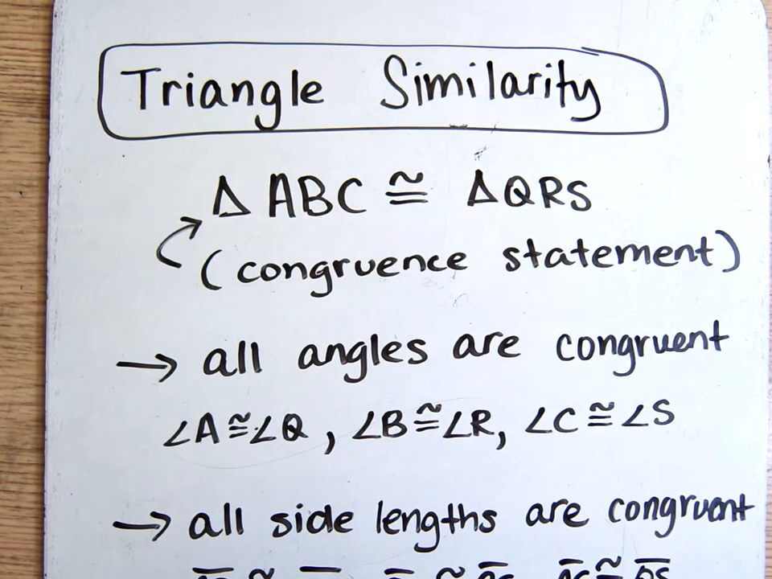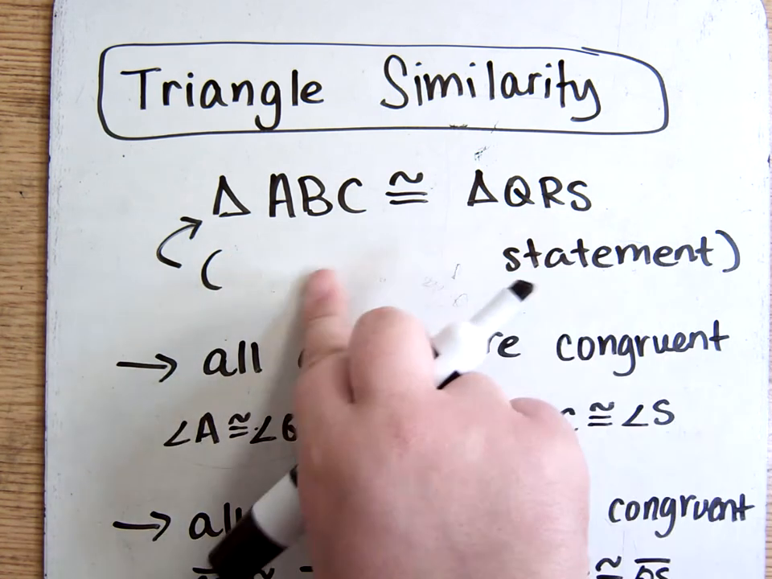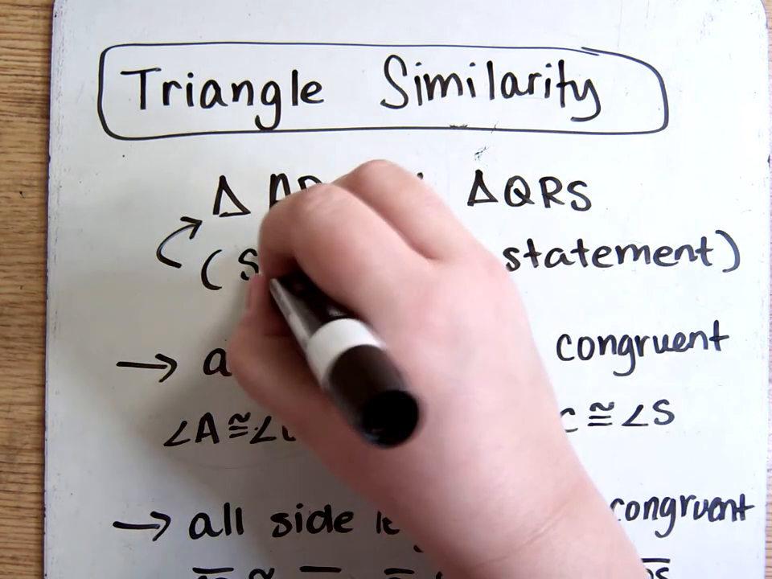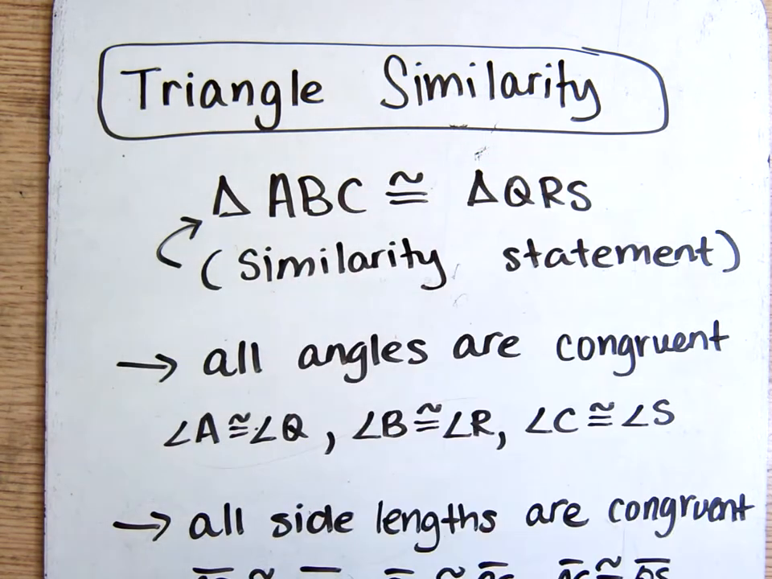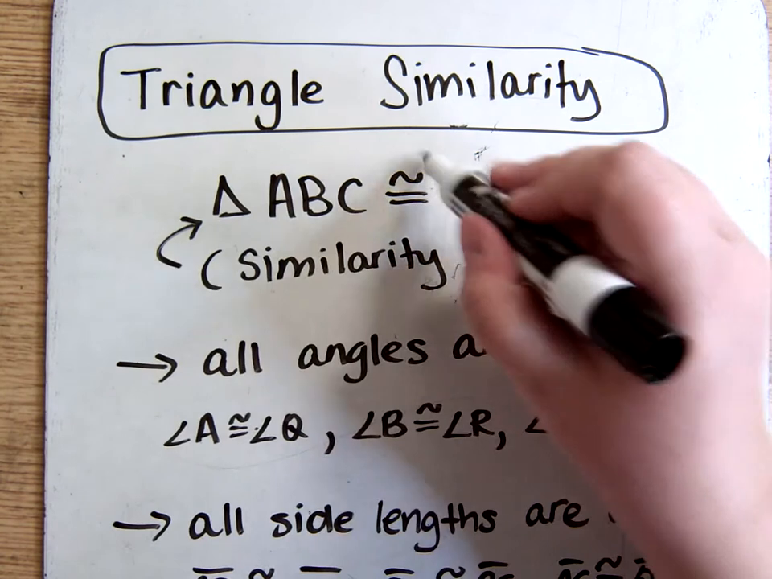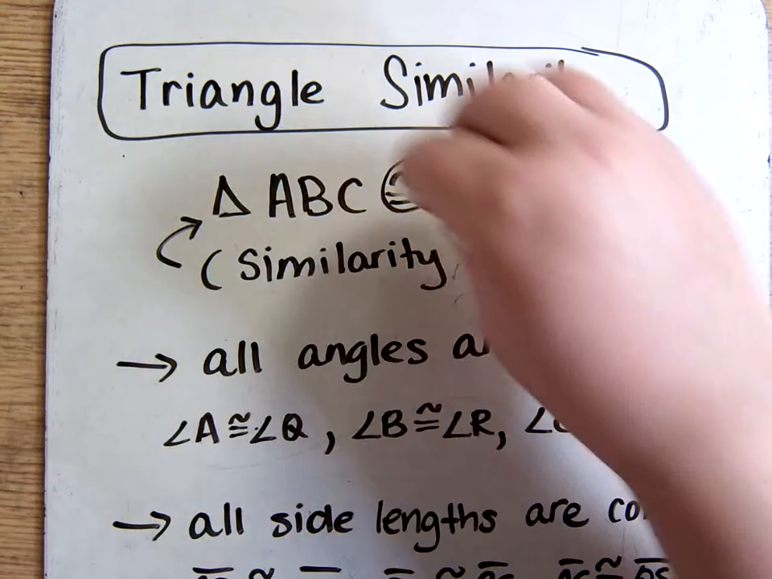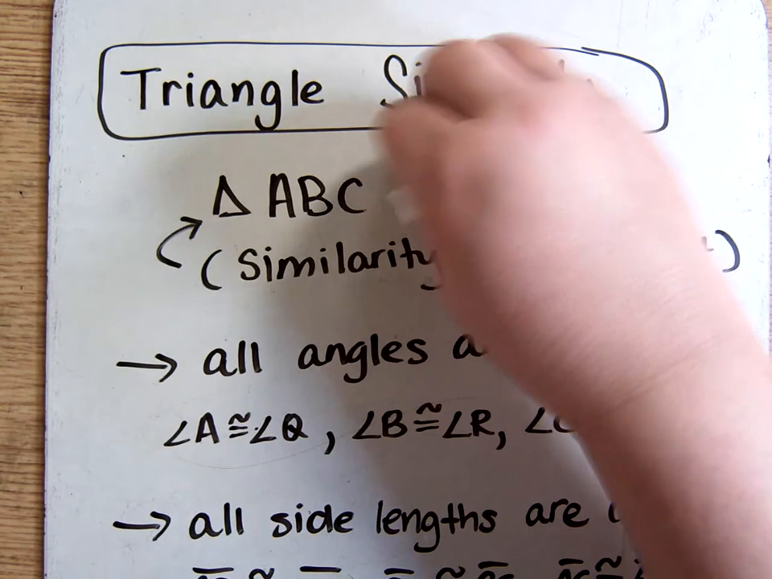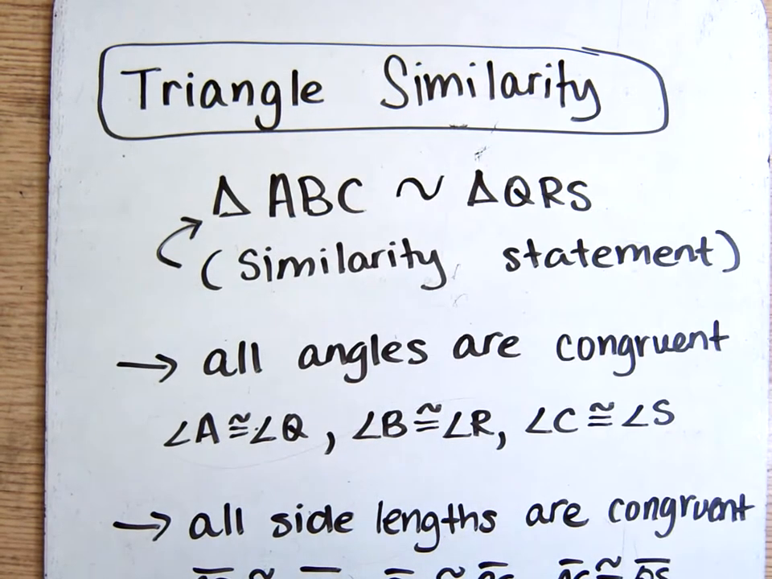So triangle similarity. First thing that has to change, and it's no longer a congruent statement, it's called a similarity statement, is that symbol in the middle. This symbol right here. That symbol means congruent. We're not going to say they're congruent if we're not talking about congruent triangles. We're going to say they're similar, and the symbol for that is this, just a squiggle.